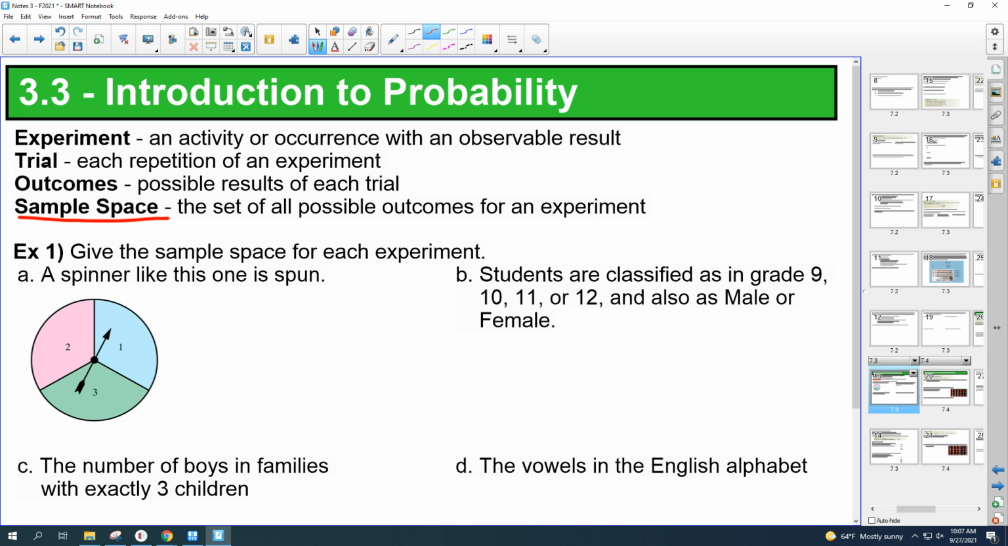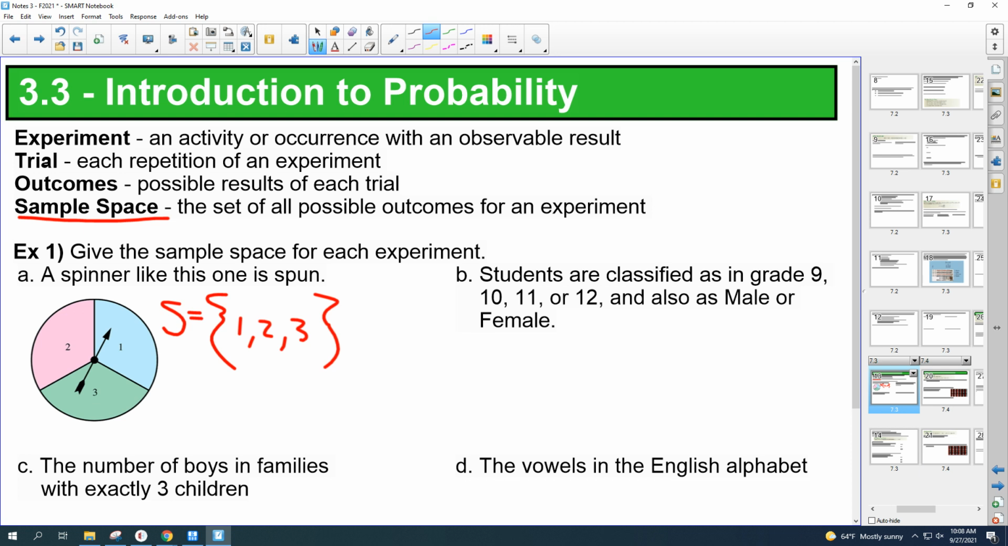Example one, we've got a spinner. So you've probably played board games where you flick that little arrow and it spins around and gives you a number. But in this problem, it says give the sample space. We're going to call sample space S, and it's going to be a set. So put little squiggle brackets, but sample space is just what could you possibly get. And so in this case, you flick that arrow, you're going to either get a 1 or a 2 or a 3. That's the sample space. And that's all there is to it, seriously.